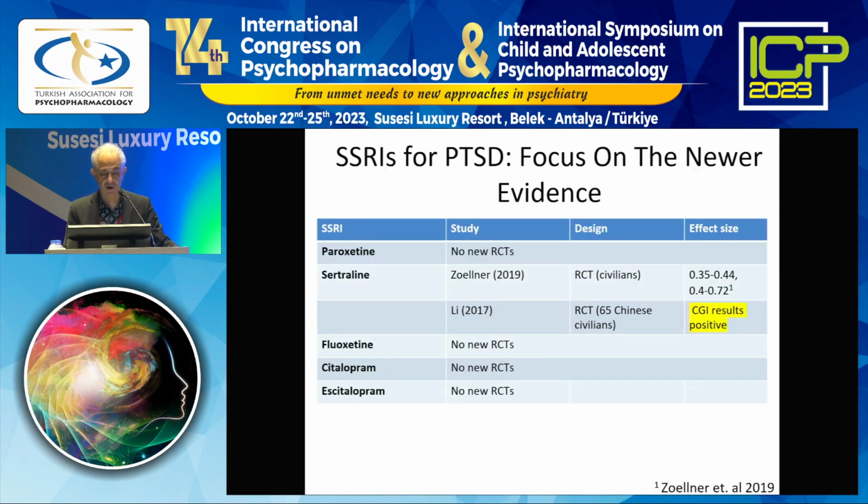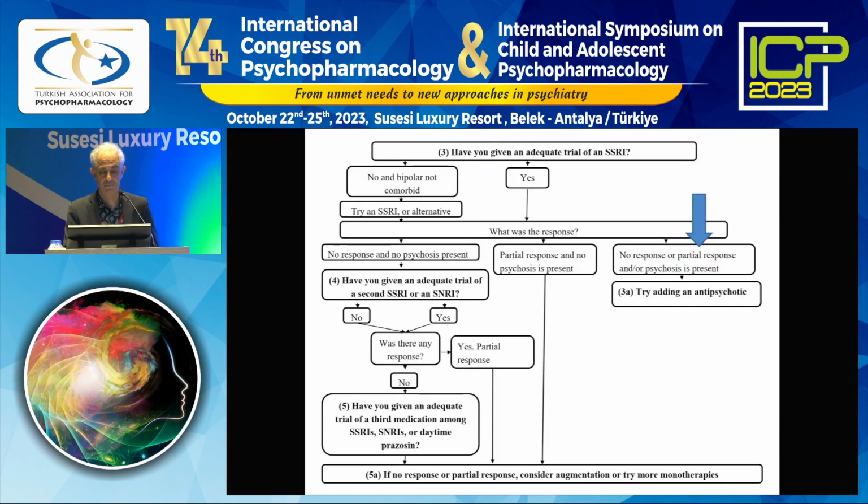Now, as far as other SSRIs, a couple more studies here. Here's a sertraline study from China that had positive results on the CGI, and this study by Zollner in civilians found a little bit higher effect size than all those other studies. So that was a little point in favor of sertraline from that newest set of data. But nothing new on fluoxetine, citalopram, or escitalopram for our review.